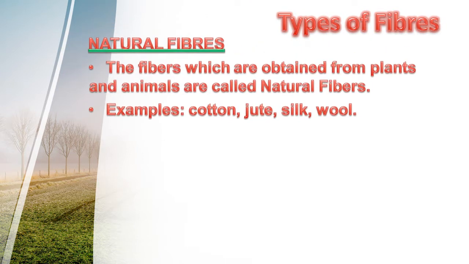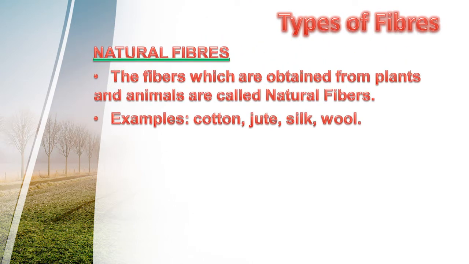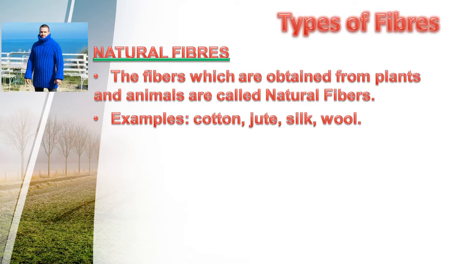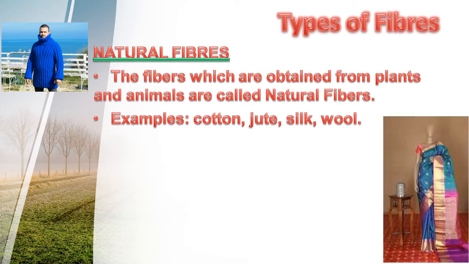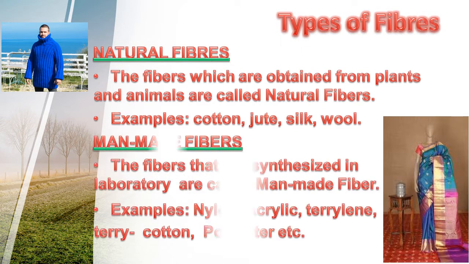Types of fibers. There are two types of fibers: natural fibers and man-made fibers. The fibers which are obtained from the plants and animals are called natural fibers. Examples: cotton, jute, silk, and wool.